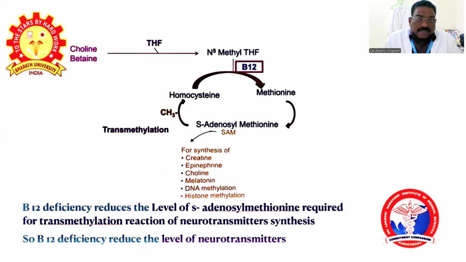B12 deficiency reduces the level of S-adenosylmethionine, which is nothing but active methionine, required for transmethylation reactions in neurotransmitter synthesis, for example epinephrine and choline. So vitamin B12 deficiency reduces the level of neurotransmitters.